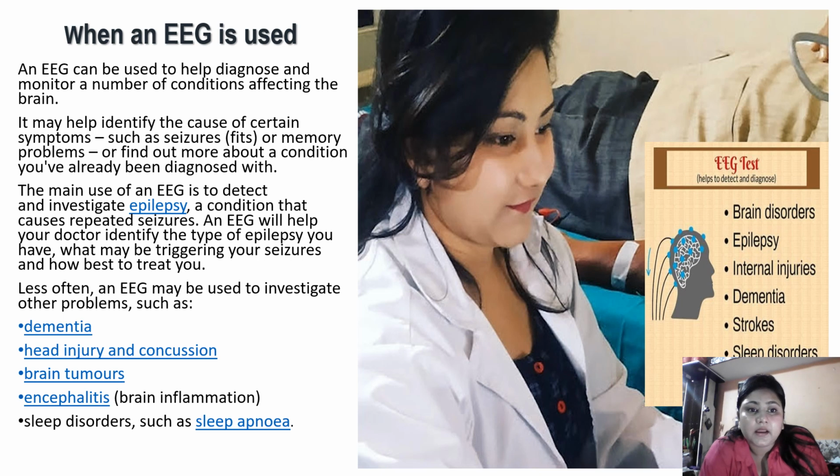Less often, an EEG may be used to investigate other problems such as dementia, head injury and concussion, brain tumors, encephalitis, brain inflammation, and sleep disorders such as sleep apnea.